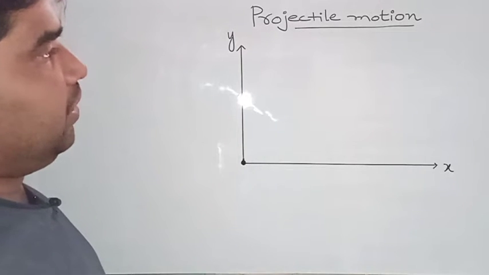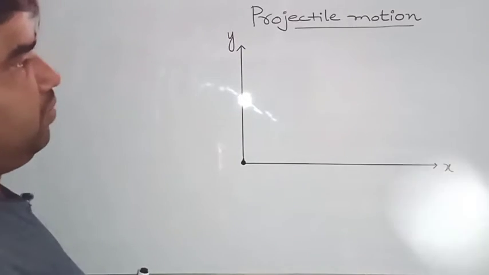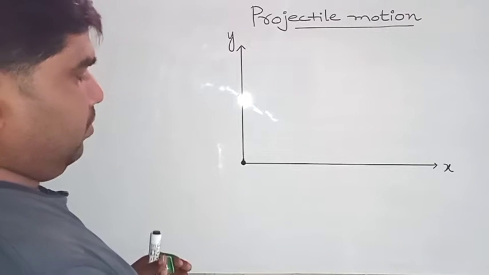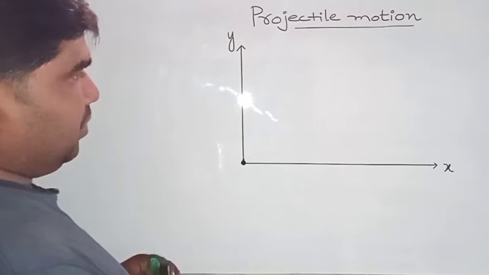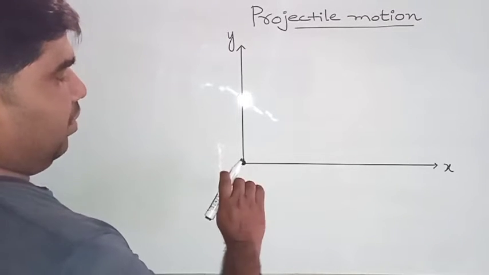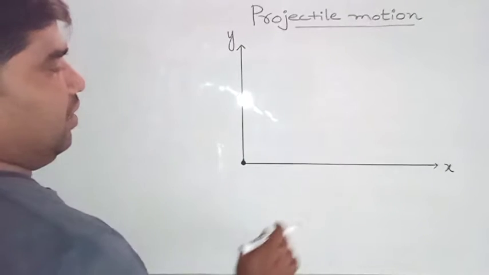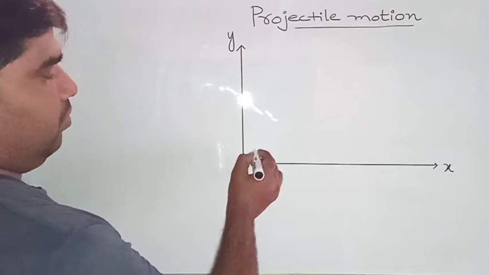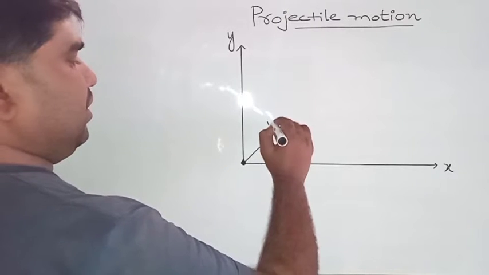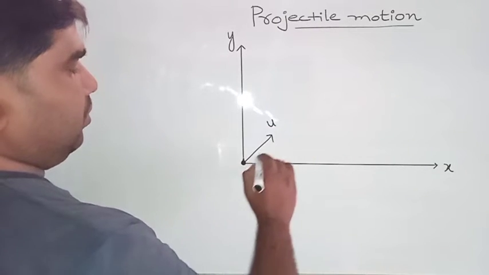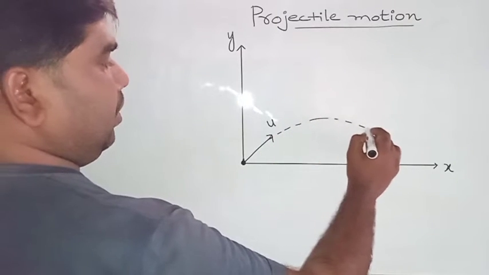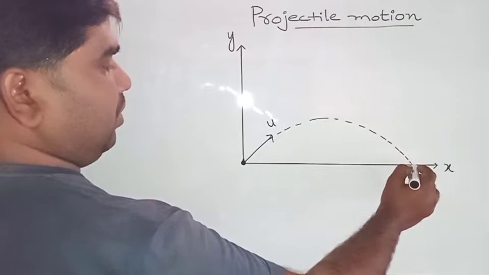Look at this projectile motion. From this, some of the parameters we are going to discuss now. In projectile motion, let us take one object here and we are projecting it with a certain angle with the horizontal. For example, let us take the initial velocity is u, we projected an object. It travels along this path and finally it reaches this point.